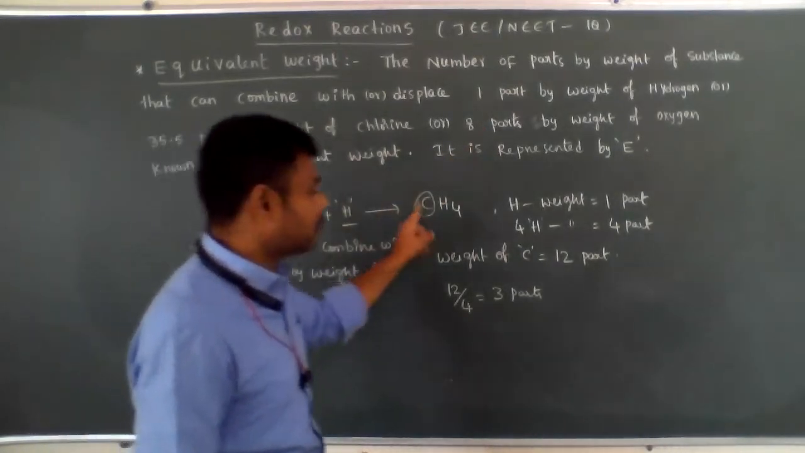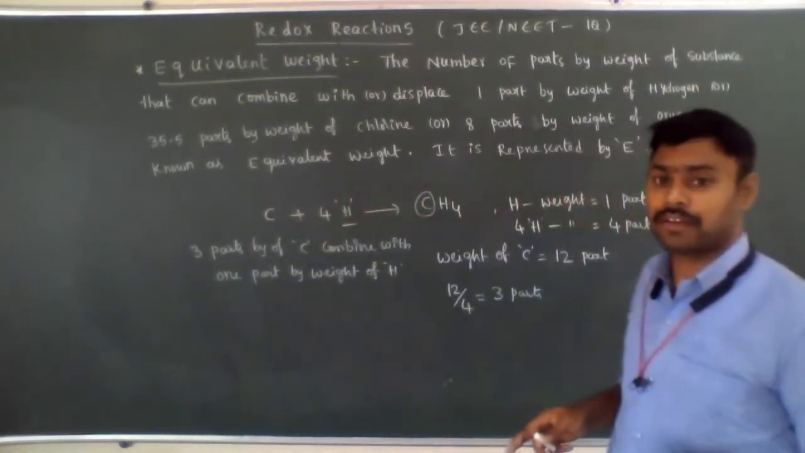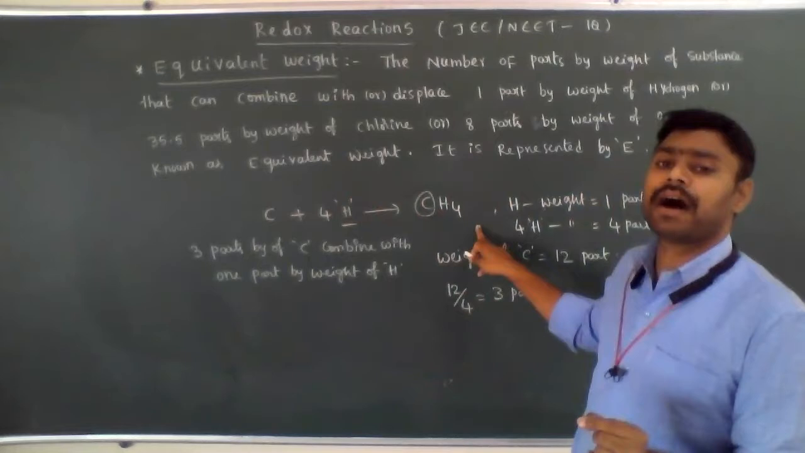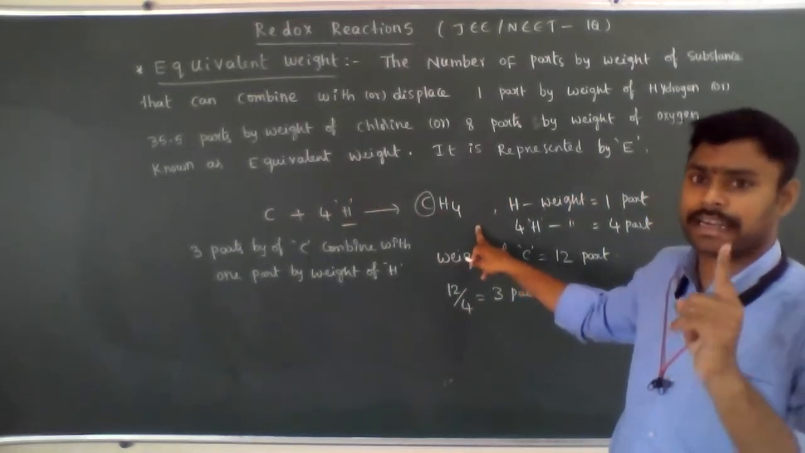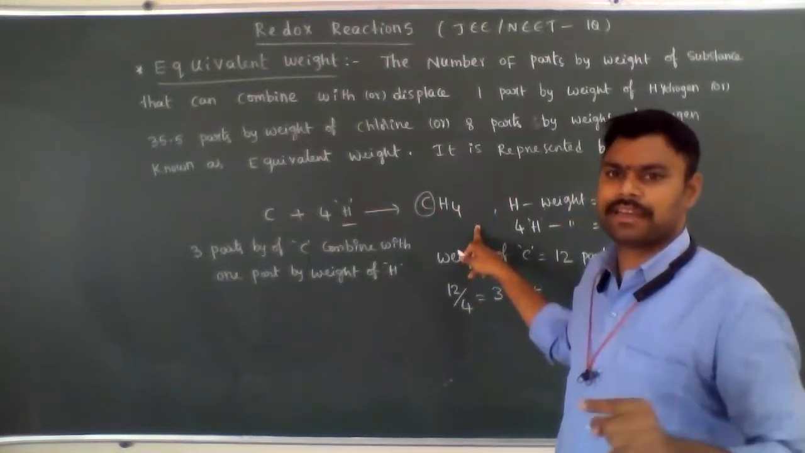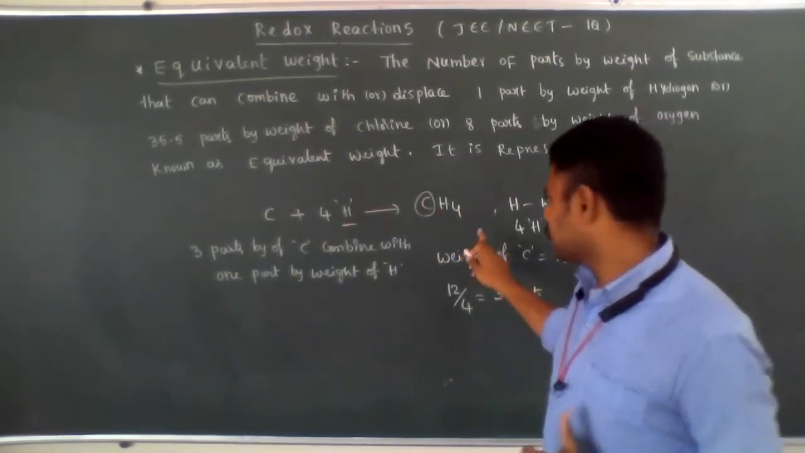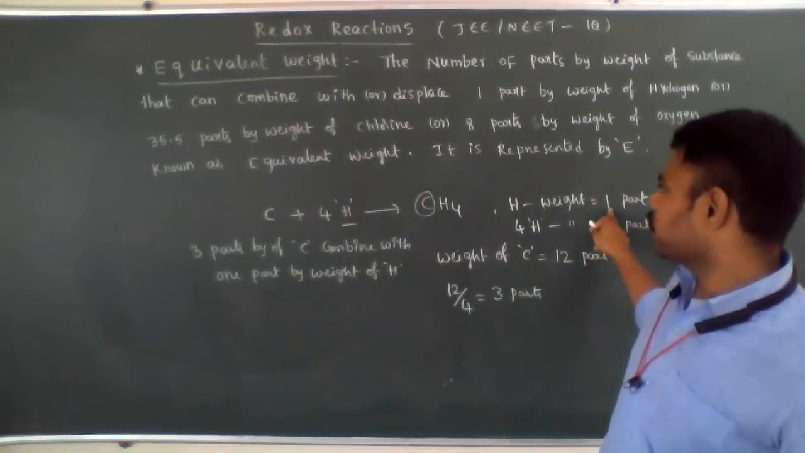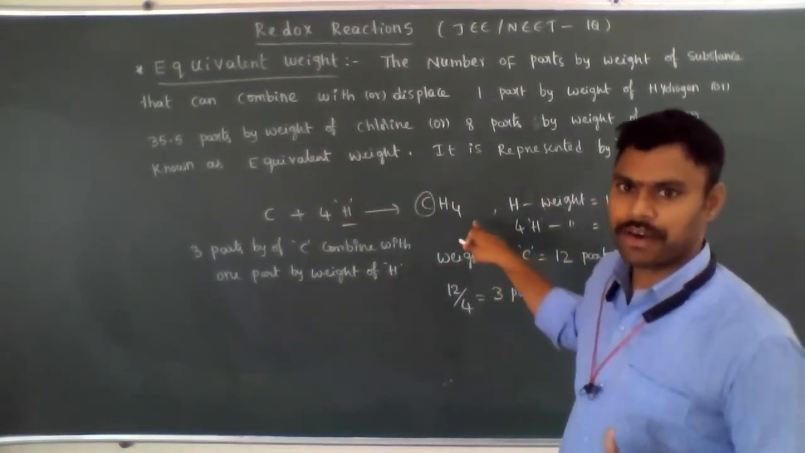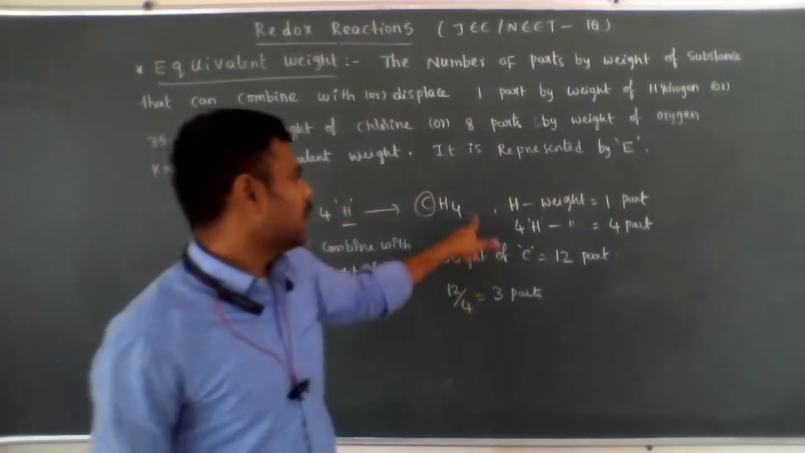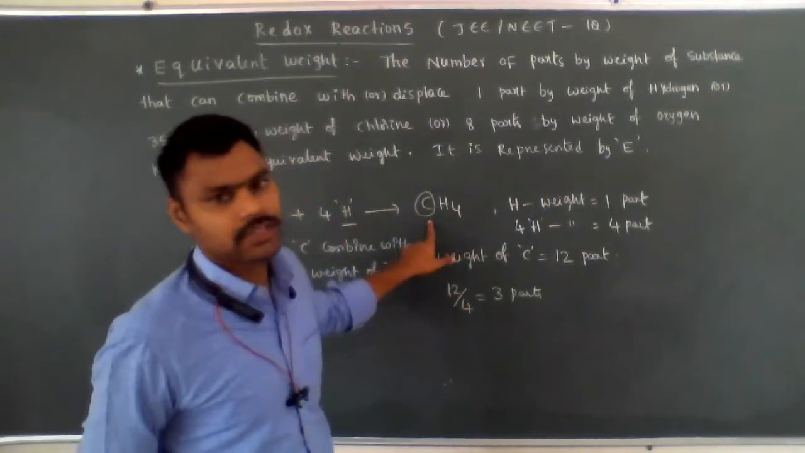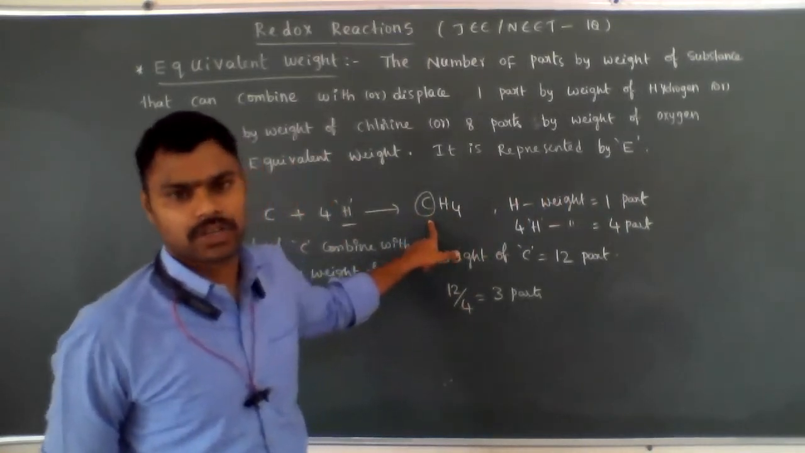For example, the formation of CH4: 3 parts by weight of carbon atom combined with 1 part by weight of hydrogen atom, because the hydrogen atomic weight is approximately 1 gram. They give 1.008 grams, but it is approximately 1 gram. That's why 1 gram of hydrogen combined with 3 grams of carbon. Like 4 grams of hydrogen atoms combined with 12 grams of carbon atom forms a CH4 molecule.